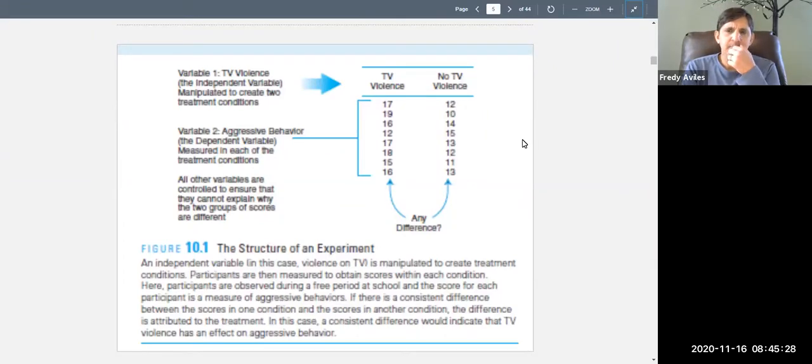So you can have a group of participants watch violent TV, and another group of participants watch non-violent TV. Okay, and then you measure the level of aggression for the different participants under TV violence. You have one person who scored a 17, another one 19, 16. That's the level of aggression. And then those that were in the no TV violence group, you have their scores there. One got 12, another one got 10, right? That kind of stuff. And you compare the scores. You want to see if there's any difference between the groups. You would compare the averages for those two groups. That's what you do with a true experiment.